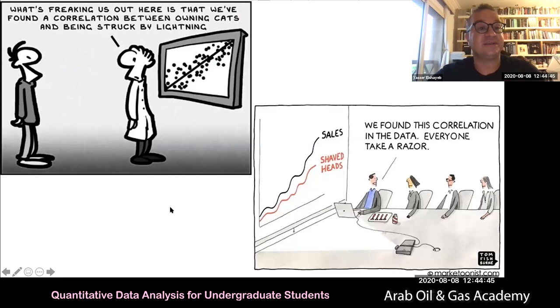And what's freaking us out is that we found a correlation between owning cats and being struck by lightning. So does this mean that if I get rid of my cats, I will not be struck by lightning? Is it the cause? No, it's not.